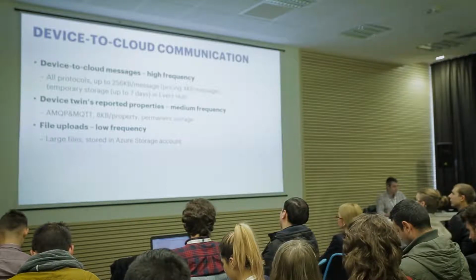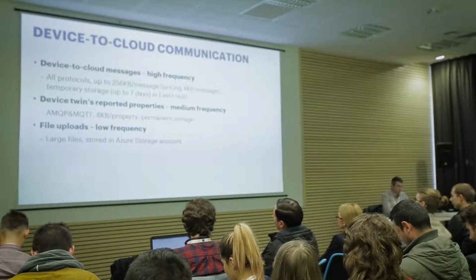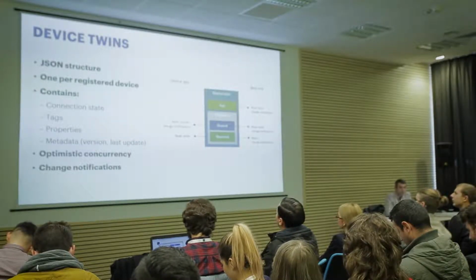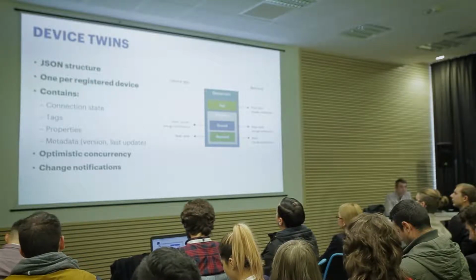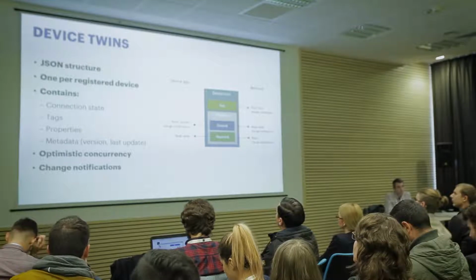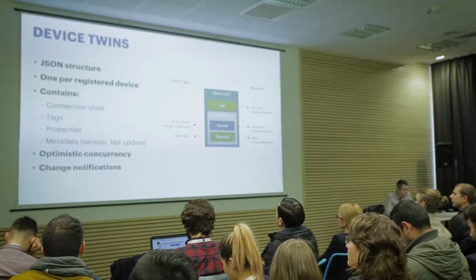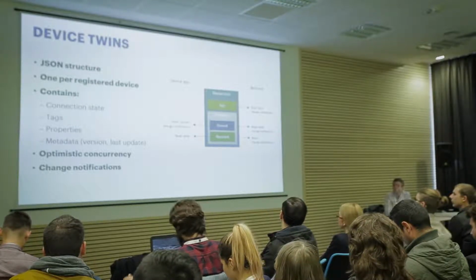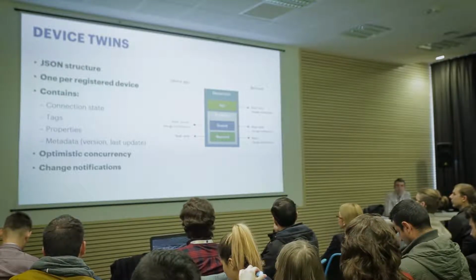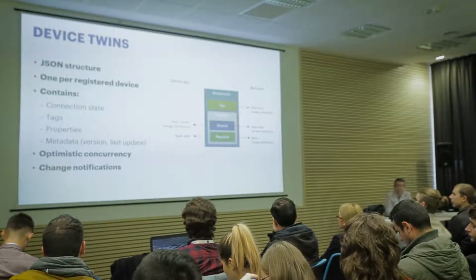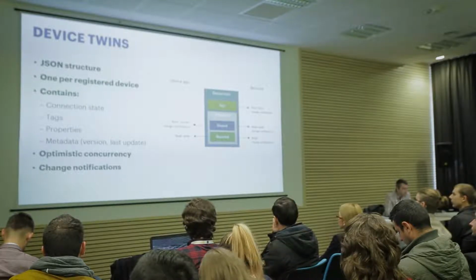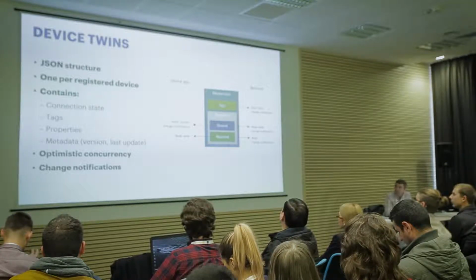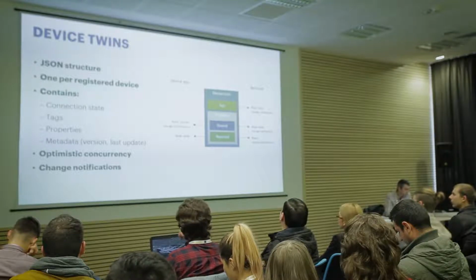Okay, let me show you some code. Or first, let me talk about the device twins, and then I'm going to show you some code on how to send device to cloud messages, also update the twin properties and work with those. So what are device twins? Device twins are like a representation of the device on Azure IoT Hub. It can be accessed even though the device is offline. The device twin is there and can be accessed. It has a JSON structure, one per registered device. It contains connection state, tags, properties, metadata.